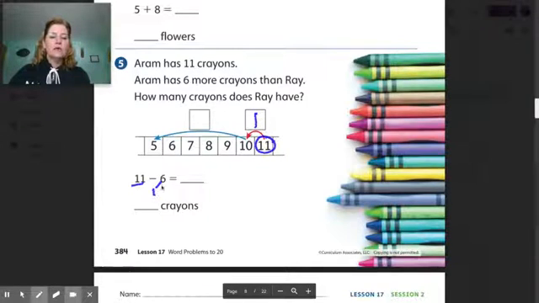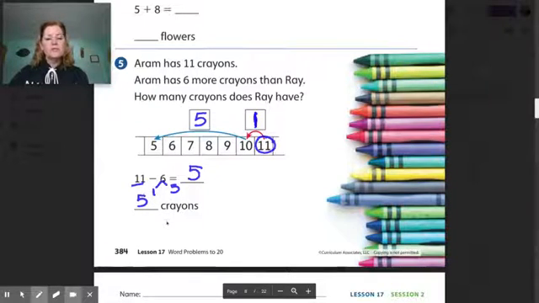And if I take 1 away from 6, that's going to leave me 5 more jumps. And 10 minus 5 is 5. I hope you see that. So how many jumps did we make to get from 11 to 5? 1 plus 5. So to figure out how many we have, 11 take away 6 is 5. They took away 6 crayons. There's 1 crayon, and 5 more is 6, and that gives us 5. So Ray has 5 crayons.